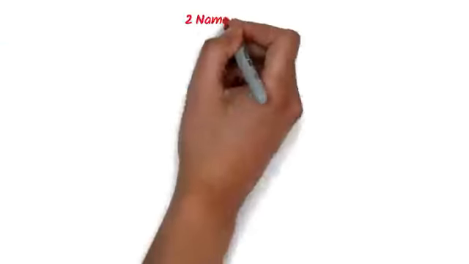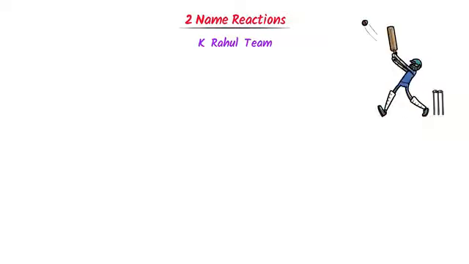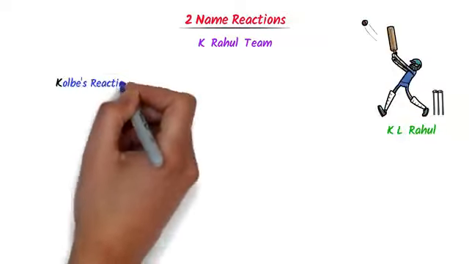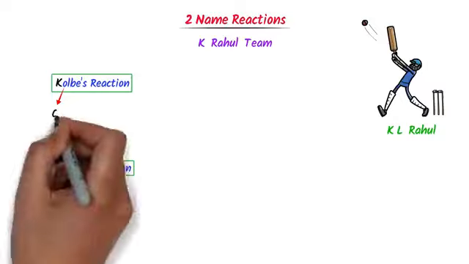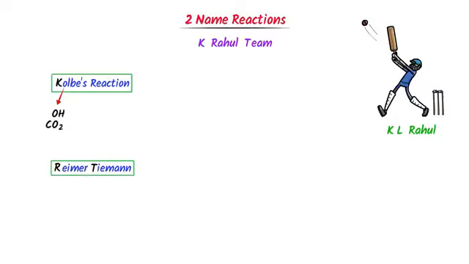Now I will teach you two more reactions. I write K. Rahul team. Remember the famous cricketer K.L. Rahul. Here this K stands for Kolbe's reaction and this R and T stands for Reimer-Tiemann reaction. Now listen carefully. This O and Kolbe stands for OH and carbon dioxide.